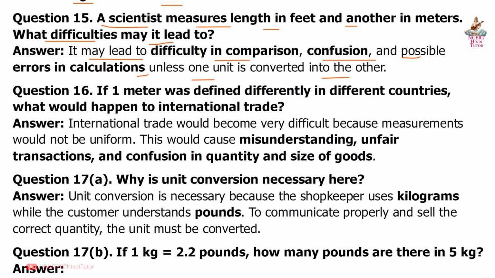Question 16. If 1 meter was defined differently in different countries, what would happen to international trade? Answer: International trade would become very difficult because measurements would not be uniform. This would cause misunderstanding, unfair transactions, and confusion in quantity and size of goods.